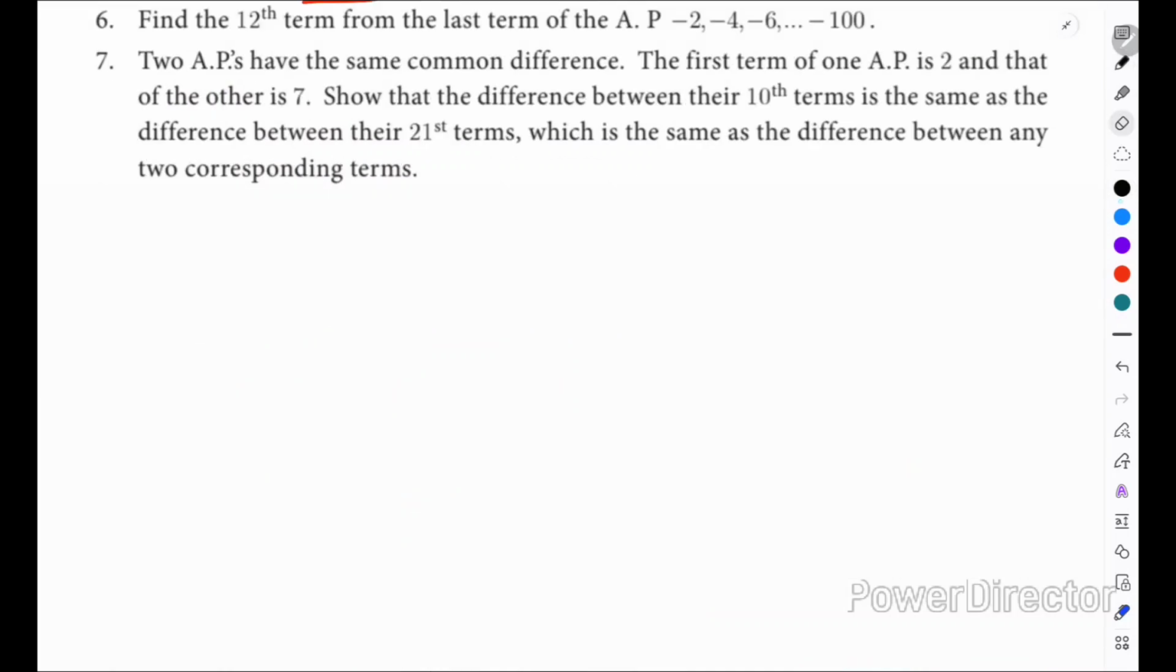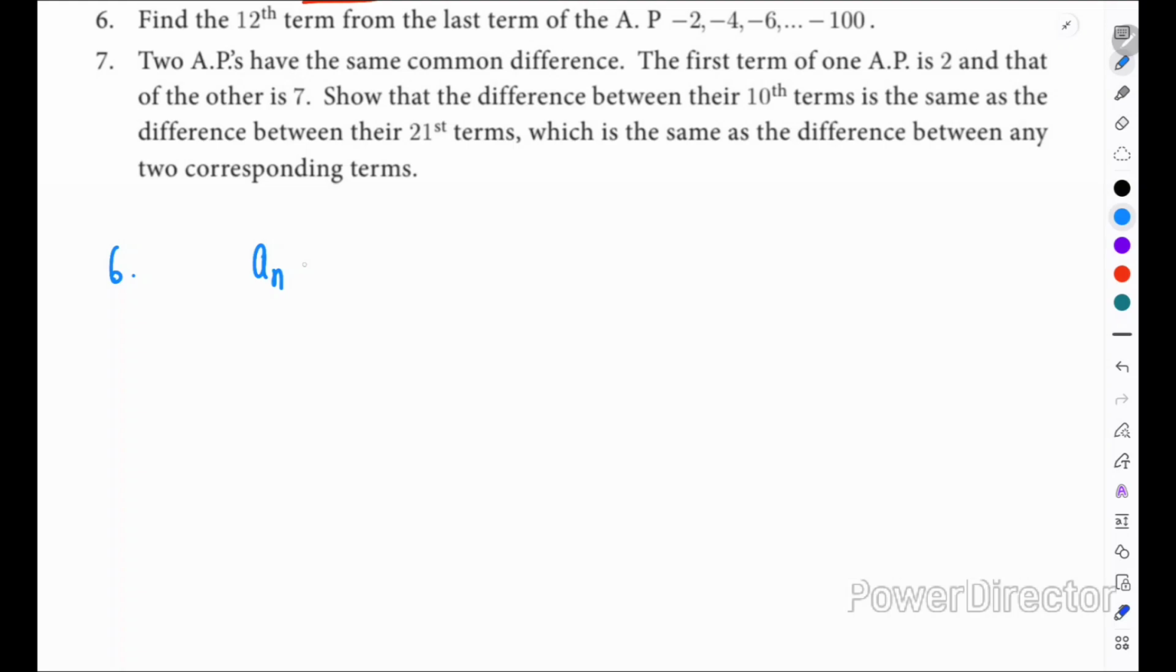Now let us solve the next question, question number 6. This is a very simple question. You can expect this one for maybe 2 to 3 marks only. It's not that great a question. Okay, so first of all, you should know how to write an AP.